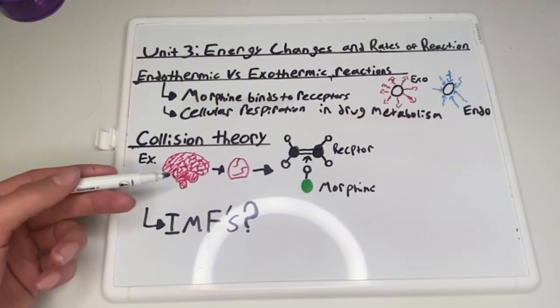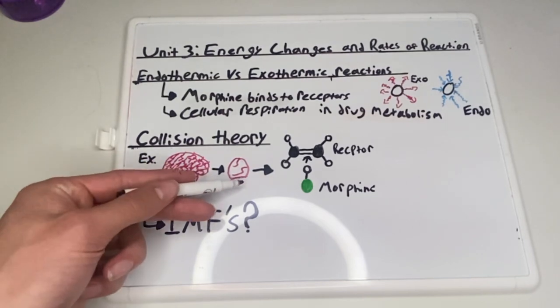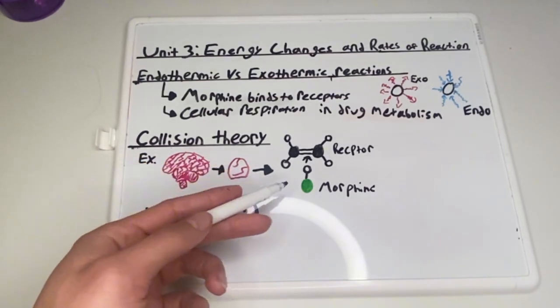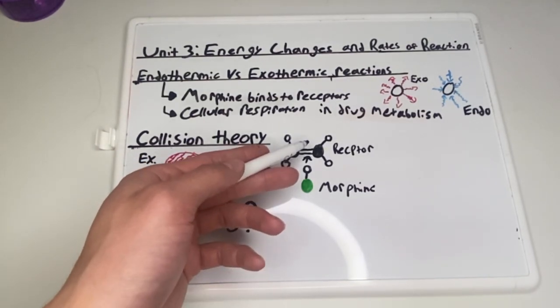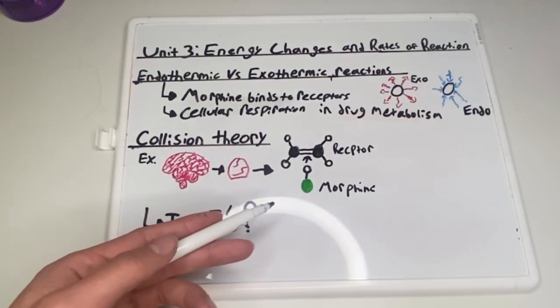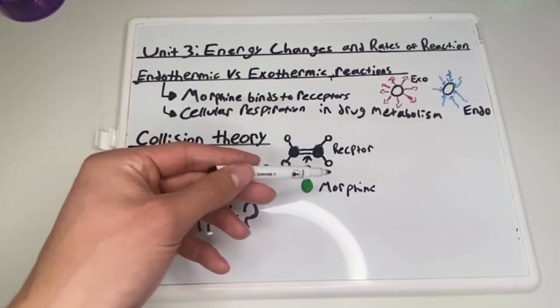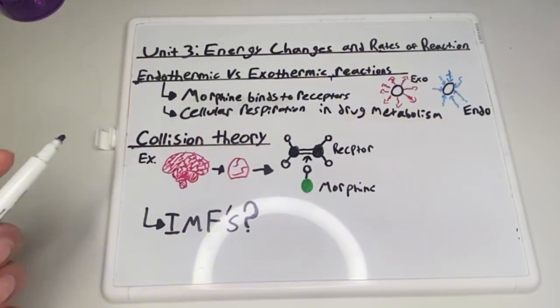When morphine enters the bloodstream, its molecules move randomly and collide with receptor sites in the brain and nervous system. Although not every collision leads to binding, as the morphine needs to collide with the receptor in the correct orientation and with enough kinetic energy.